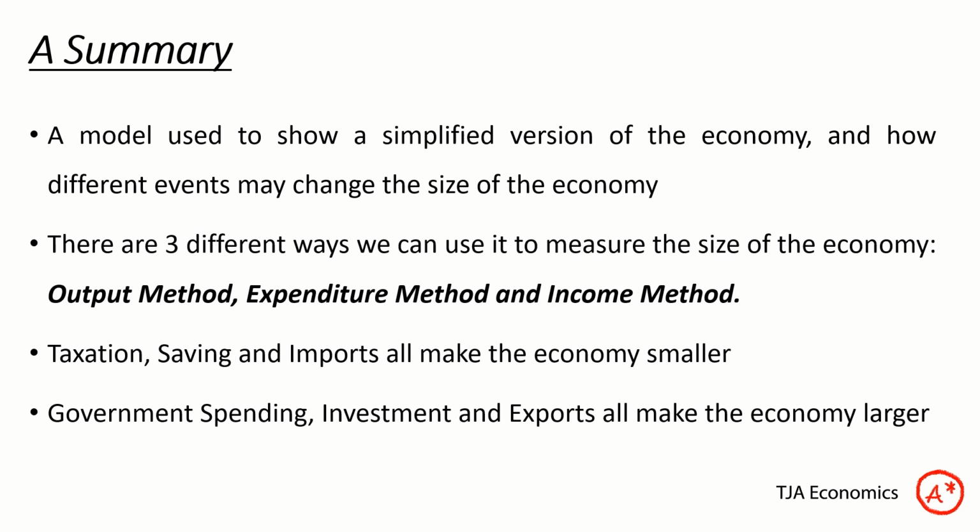And so, in summary, we use this model, the circular flow, to measure how the economy works and how the size of the economy may change. We can measure GDP using the output method, the expenditure method, and the income method. And then we have our taxation, saving, and imports, which will make the country smaller. Those are our withdrawals. And we have government spending, investment, and exports that all make the country larger.